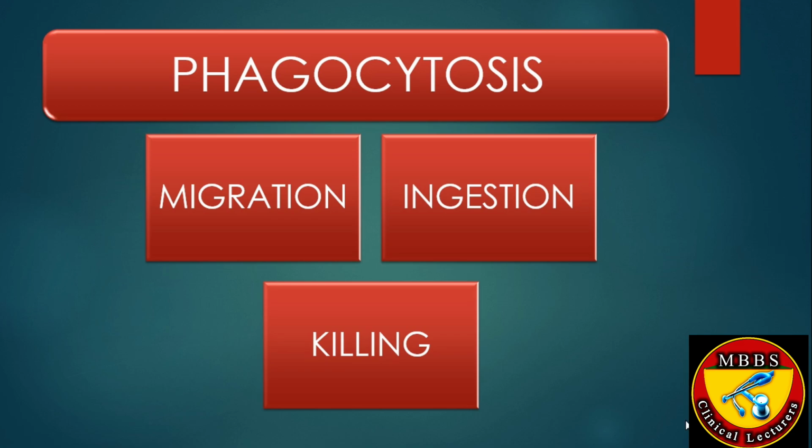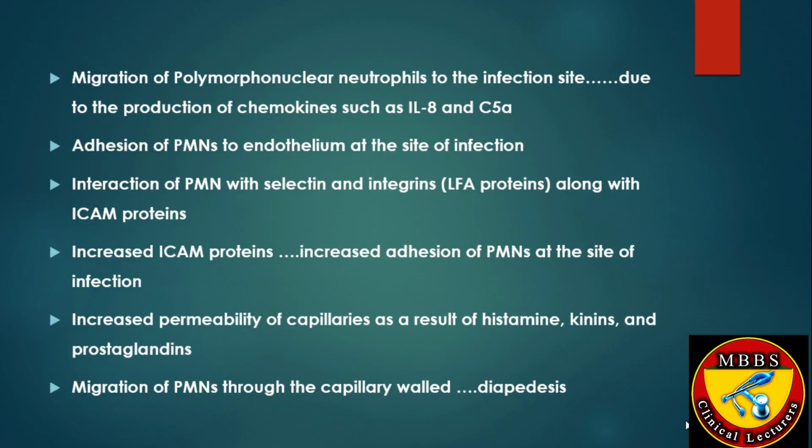because whenever the process of inflammation is triggered, they start being produced from different parts of the cells, exert their effect, and promote the process of inflammation. And there is also a very important role of polymorphonuclear neutrophils, which we are going to discuss later. So let's begin with the process of phagocytosis, which constitutes three steps. The first one is migration, the second one is ingestion, and the third one is killing.